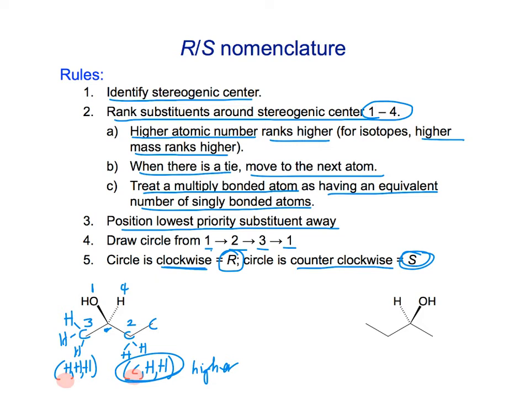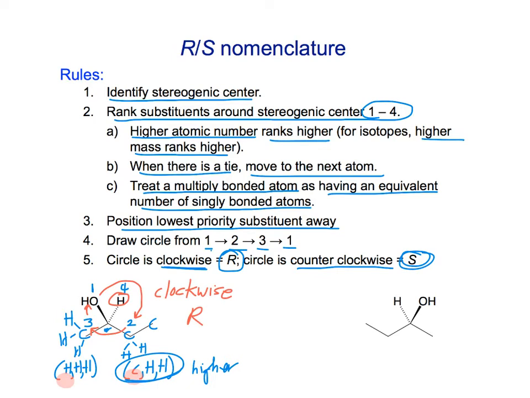All right, we've done our ranking. Position number 4 away. Number 4 is on a dashed bond, and so it's already pointing away. We draw a circle from 1 to 2, from 2 to 3, and from 3 back to 1. Notice that our arrows are going clockwise. Just like if you were turning the steering wheel of your car clockwise, which direction would it turn? It would turn right, and so this is an R stereogenic center.